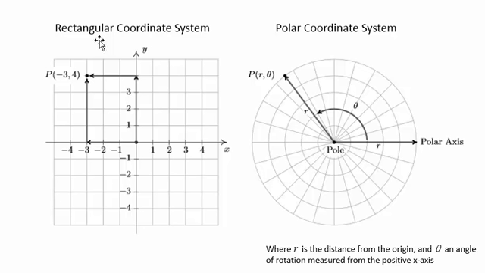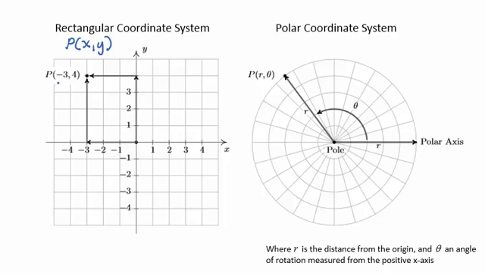In this video, we're going to look at the polar coordinate system, another method for plotting points in the plane. Recall in the rectangular coordinate system, a point is identified with an ordered pair (x, y) that identifies its location relative to the origin.